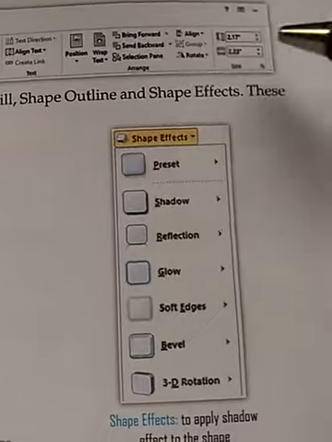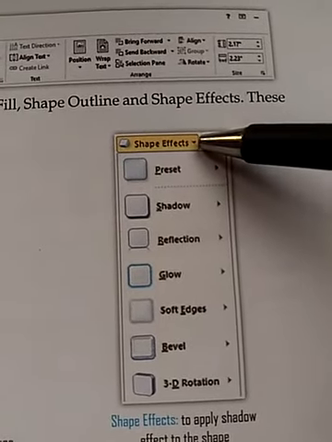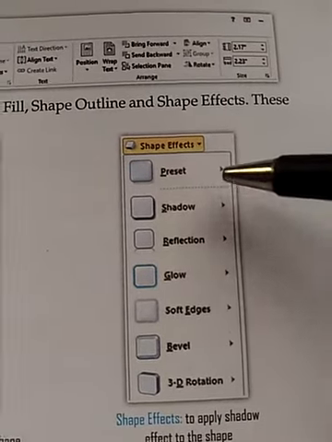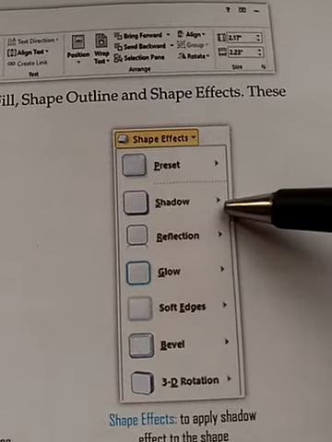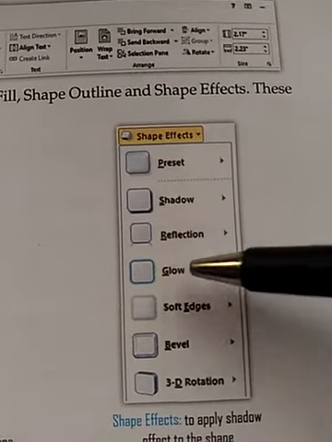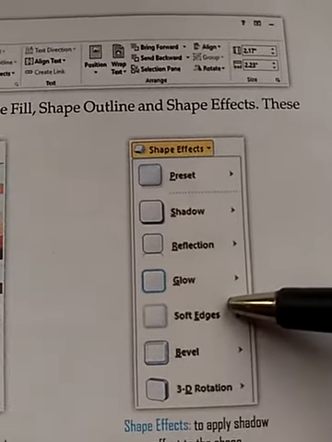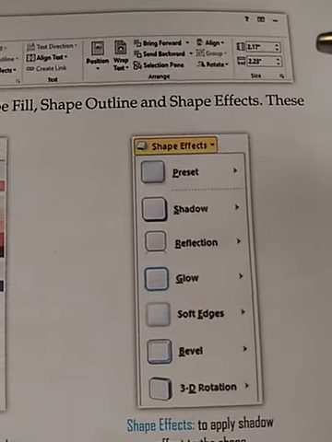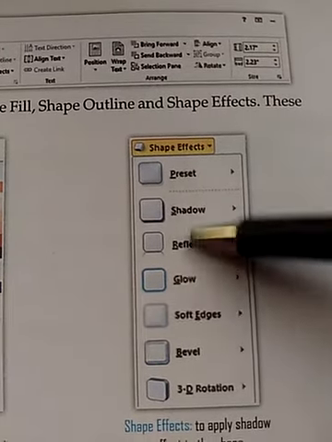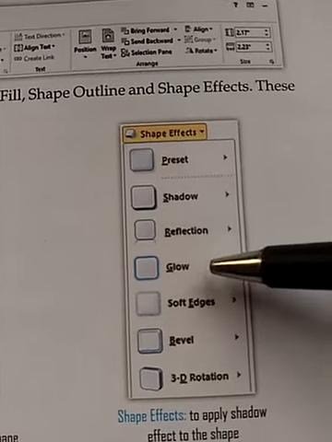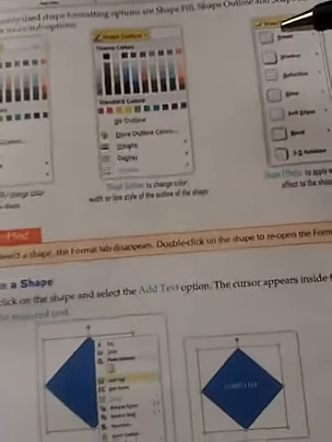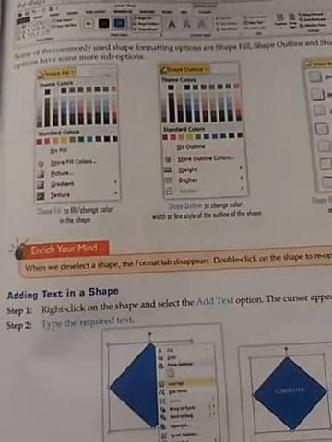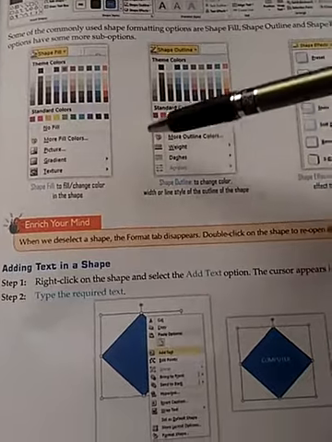In the same way, shape effect, it will help you to apply some special effect on the shape. For example, glow, 3D, soft edge, reflection, etc. According to your choice, you can apply this effect on the shape. In this way, you can apply the formatting options to the shape.